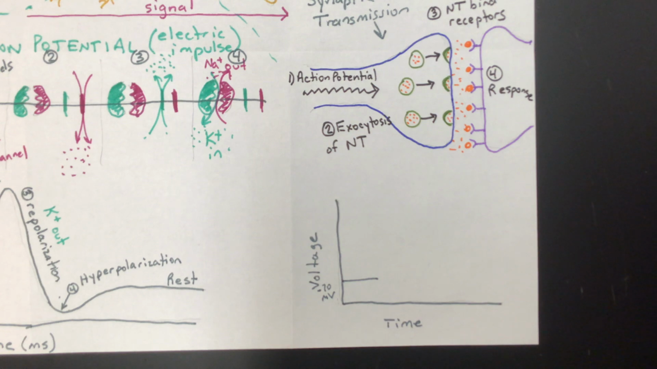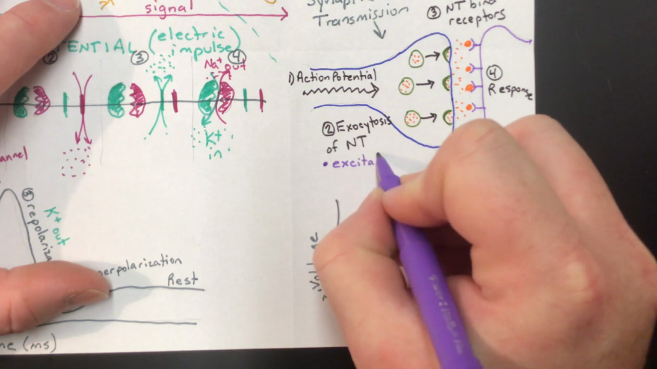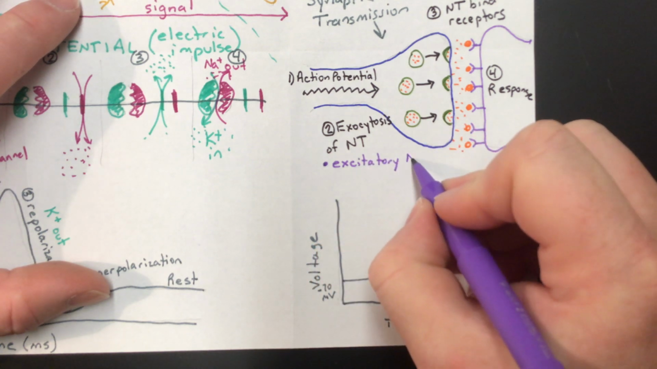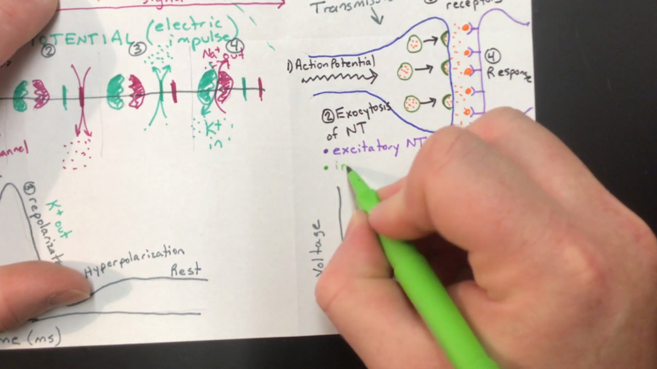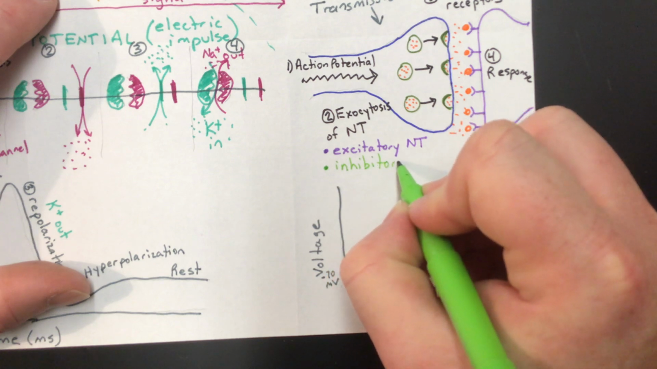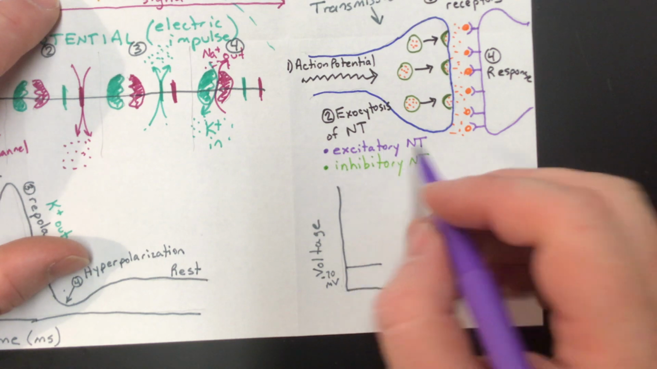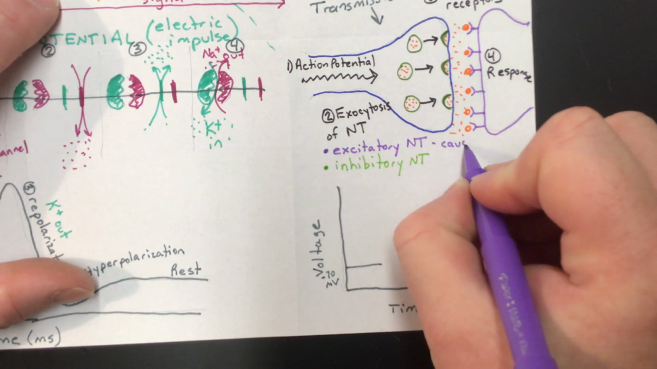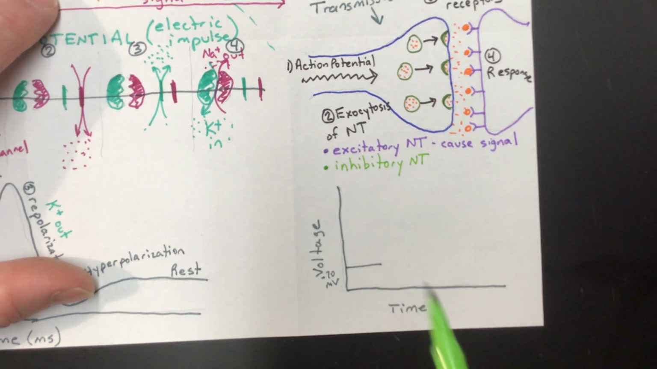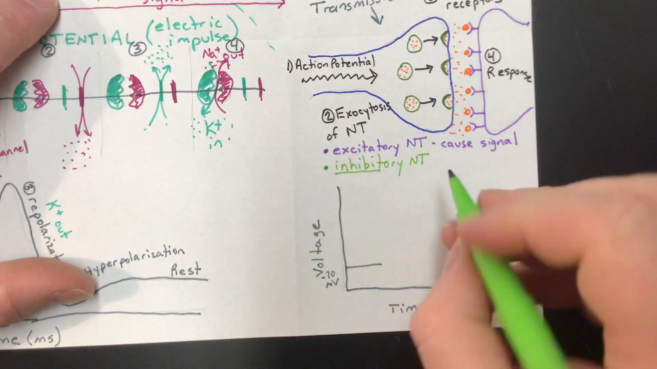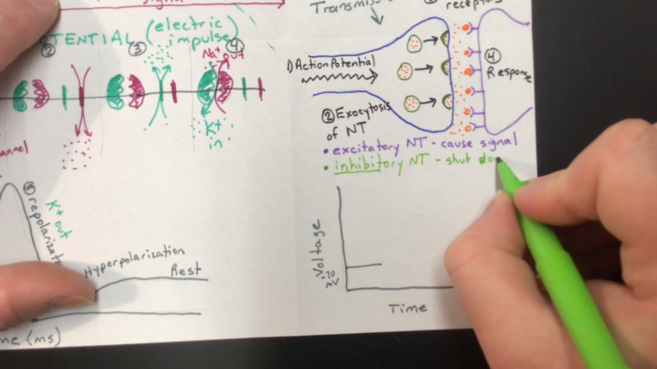We can have neurotransmitters that are excitatory, or we can have neurotransmitters that are inhibitory. And excitatory neurotransmitters cause a signal to happen. And inhibitory, hopefully you see that word in there. So they shut it down, no signal. They shut down the signal.